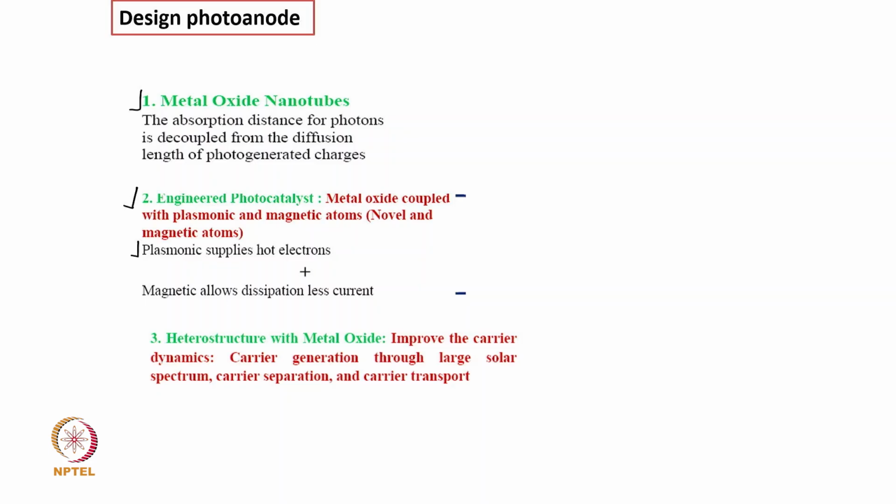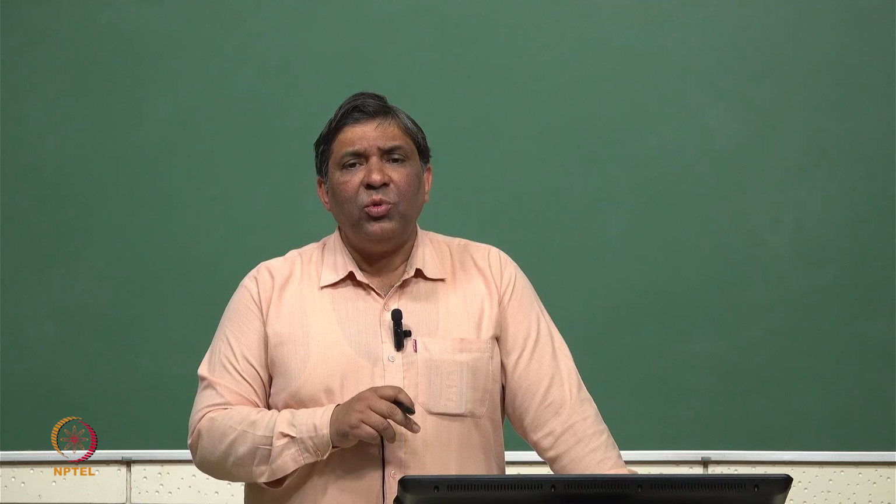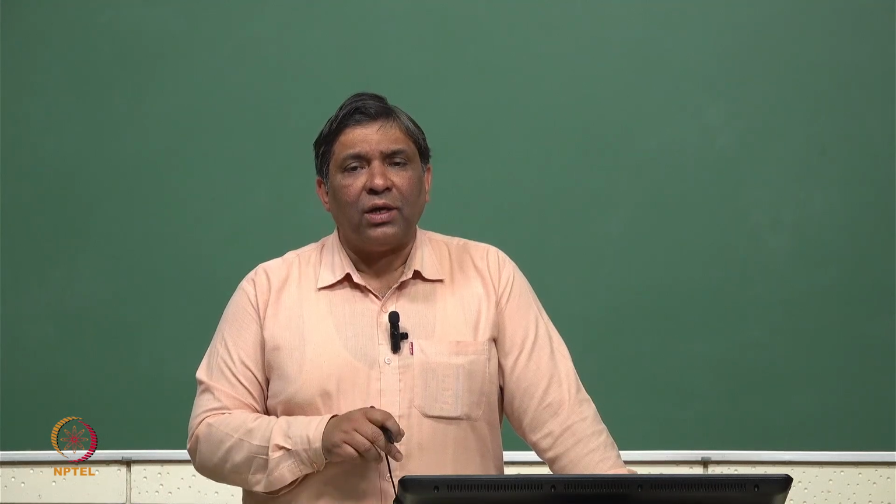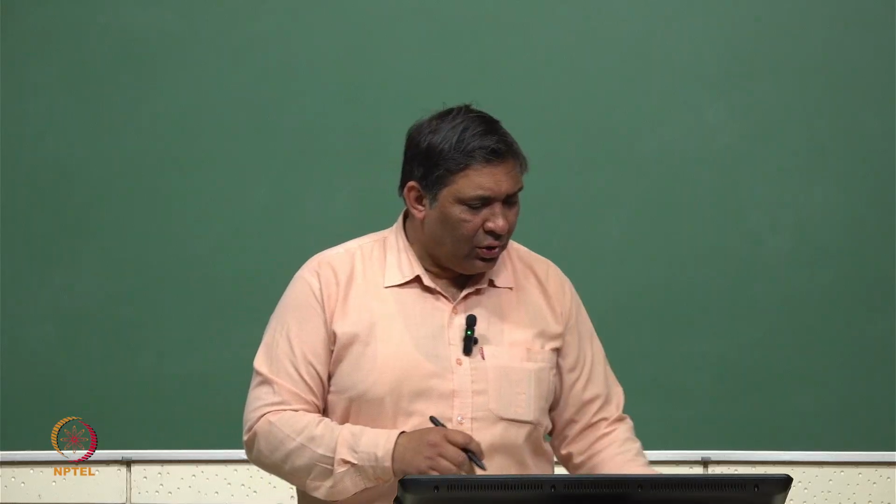And then there is another criterion, if we can introduce a magnetic nanoparticle also. I have not yet discussed in detail the importance of magnetic nanoparticles, but if we introduce a magnetic nanoparticle, it will make an electrode where we can see dissipationless current. So let me put this also in my criteria of designing a photoelectrode.